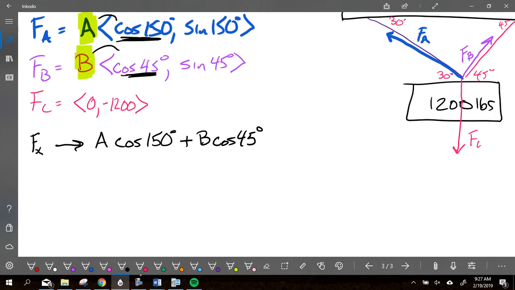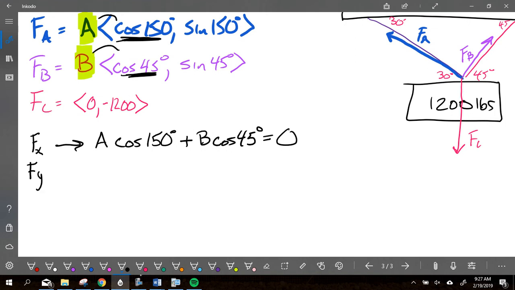Do I need to add anything with the part with force C? It's 0. What does that need to be equal to when I solve it? 0. It can't be moving left and right. That box is standing still. So those two forces added together are going to get you 0.